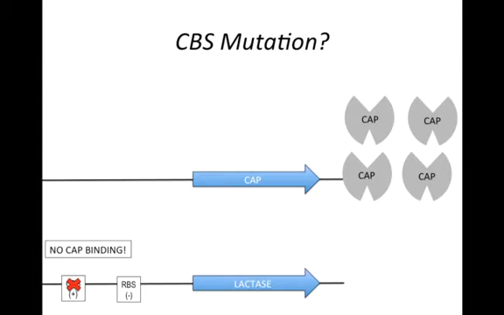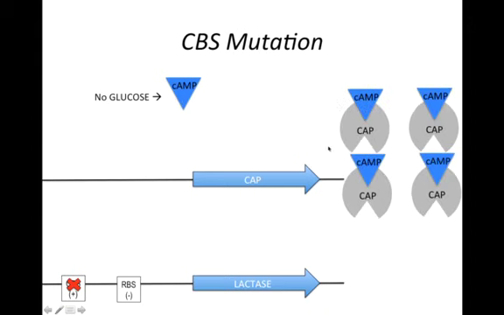Okay, so just as we did with the repressor system, let's go through some different mutations involved in glucose sensing. So the first one would be if we have a mutation in the CBS that prohibits CAP from binding. So what do we expect here? Okay, so let's go through the two possibilities. If there's no glucose, then we have cyclic AMP. Cyclic AMP binds to the CAP, but because there's no binding site, it cannot bind near lactase, and therefore it does not stimulate lactase, and lactase stays off.